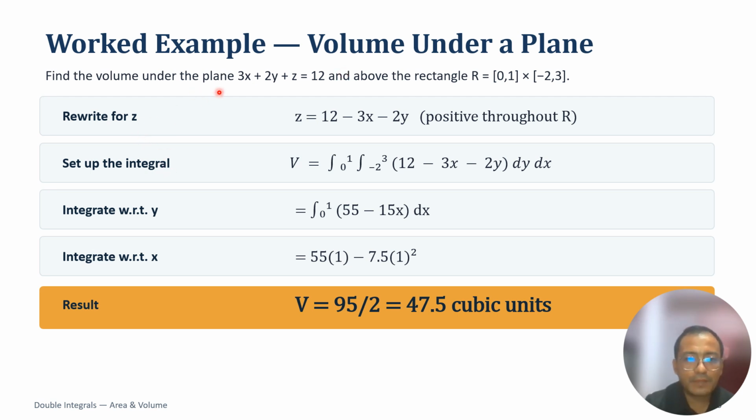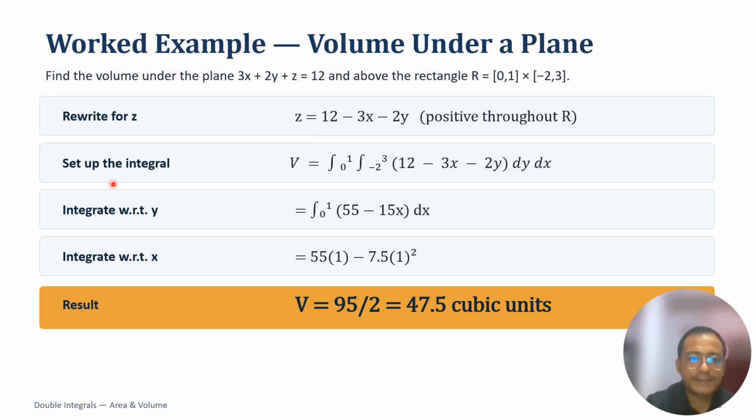Now find the volume under the plane 3x + 2y + z = 12 and above the rectangle R that is [0, 1] by [-2, 3]. By rewriting the z that we got already, z is equal to 12 - 3x - 2y.